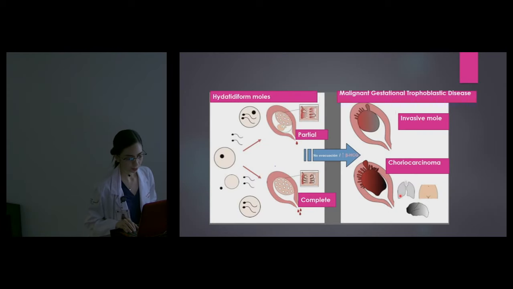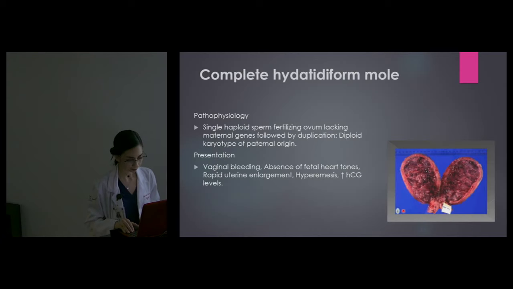This scheme represents the spectrum of the gestational trophoblastic disease with the partial and complete form of the hydatidiform mole. And if any of these presentations do not receive any treatment or have persistently elevated beta human chorionic gonadotropin levels, they can develop the malignant gestational trophoblastic disease, which can be the invasive mole with no metastatic disease, or the choriocarcinoma, in which the mole invades the myometrium and has metastatic disease.